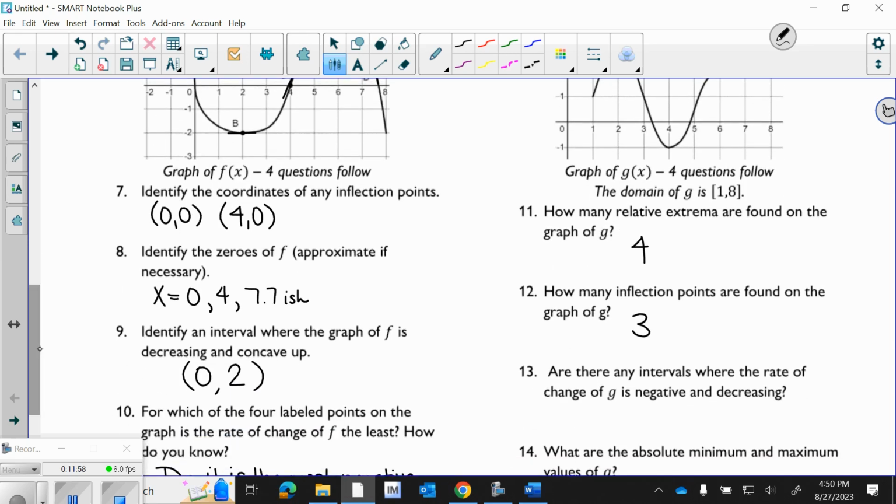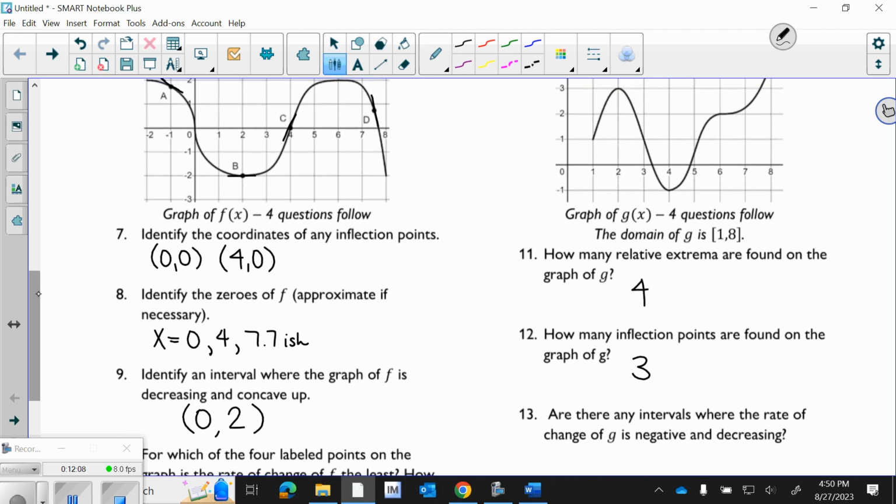Number 13, are there any intervals where the rate of change of G is negative and decreasing? All right, so we want a negative slope, and we also want it to be decreasing. Here's what you need to consider. If the rate of change is decreasing, it means that the graph is concave down. If the rate of change is increasing, then the graph is concave up. So I am looking for a negative slope on a section of the graph that is concave down.